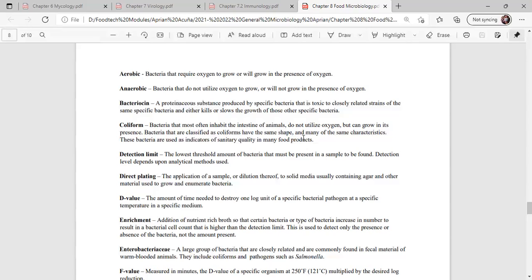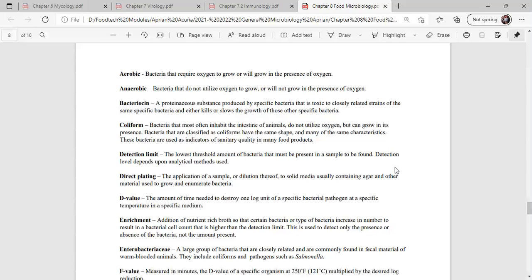Then you have your coliform. Bacteria that most often inhabit the intestine of animals and do not utilize oxygen, because usually sa aton nga intestine is anaerobic, but can grow in its presence. Bacteria that are classified as coliforms have the same shape and many of the same characteristics, and these bacteria are used as indicators of sanitary quality in many food products.